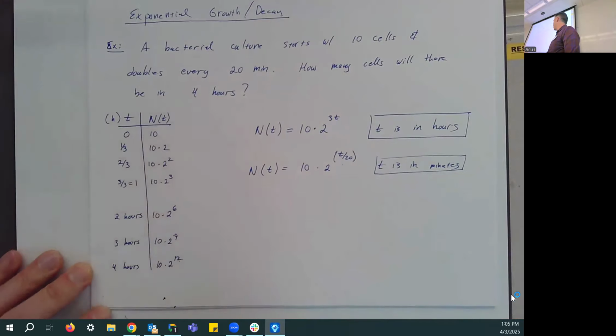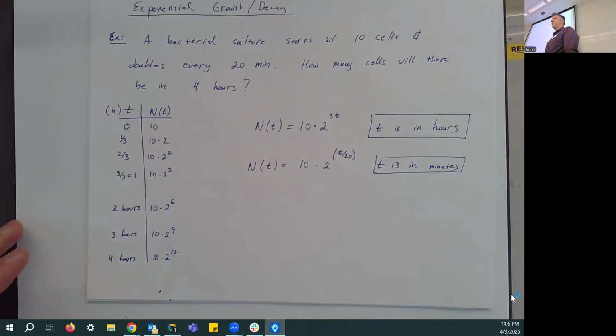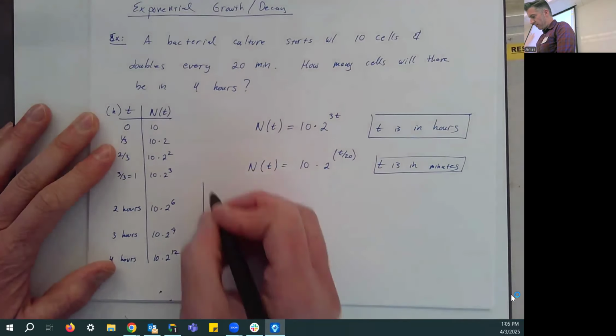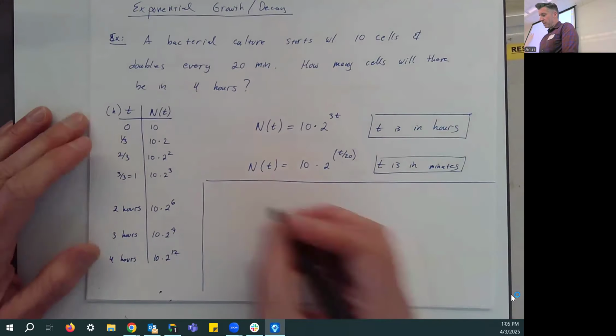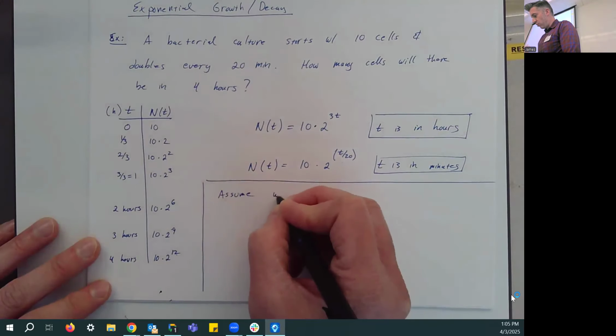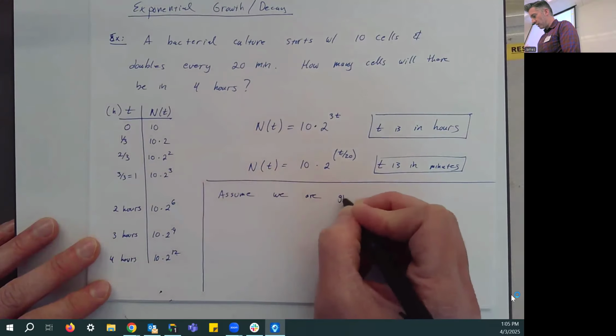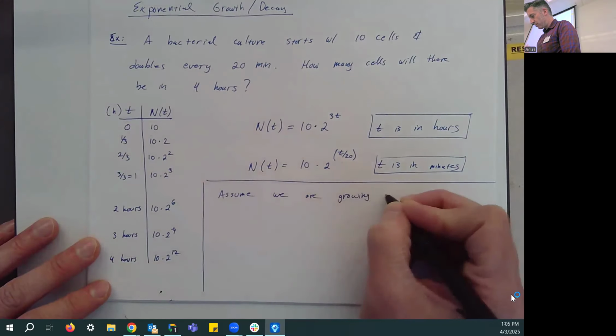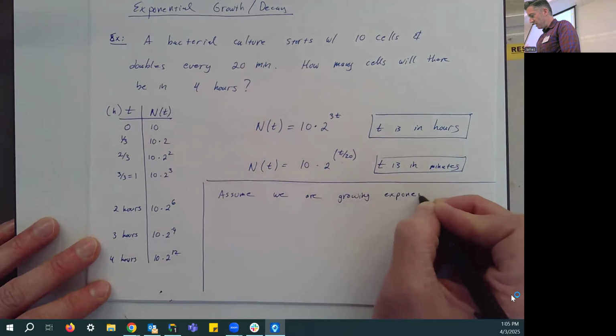Doing it this way, while somewhat useful, kind of takes a while. And it cannot always be quite so easy to see what the pattern is. So there's another way to go about this, which is to say, well, we're going to make the assumption, assume we are growing exponentially. People like to do this different ways.